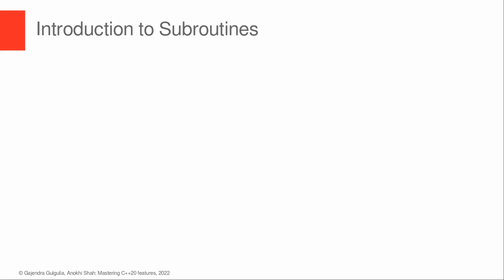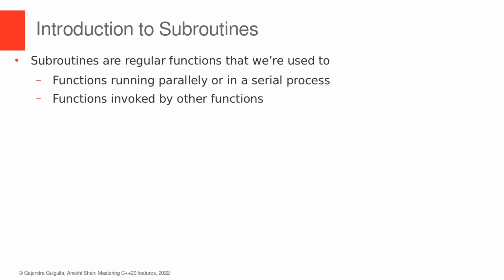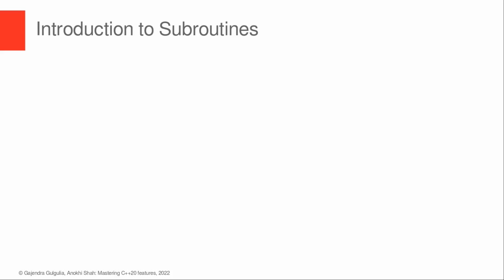But before we begin our journey with coroutines, we need to understand the way conventional functions work. Conventional functions or subroutines are the regular functions that we are used to. Functions running parallelly or in a serial process. Functions invoked by other functions or passed as callback to other functions.